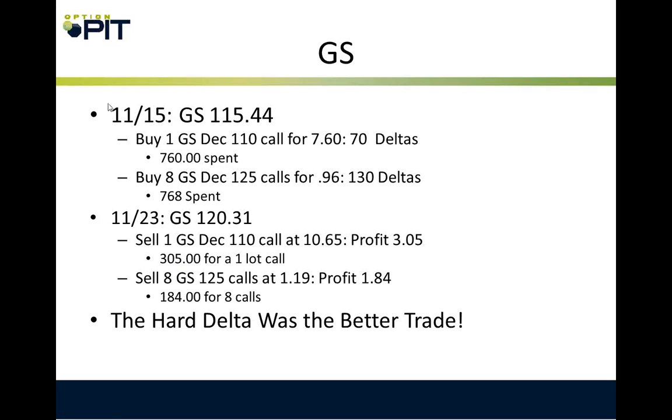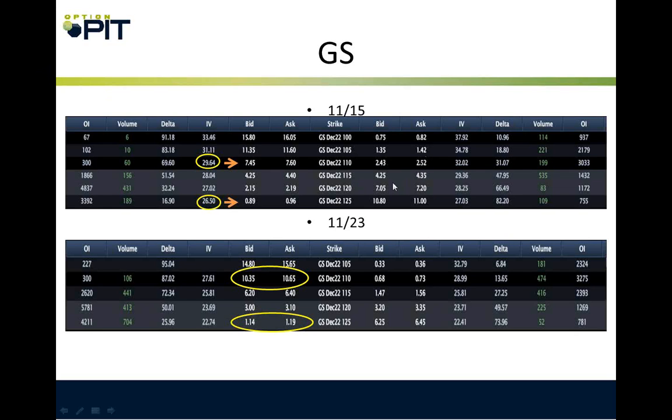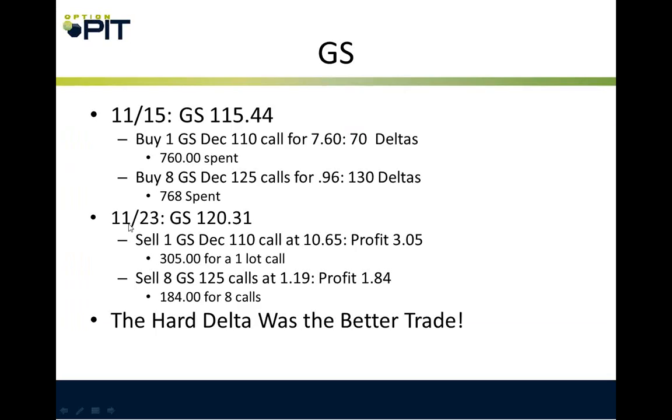Now, maybe you say to yourself, Mark, the best play was to sell the 115 put. And you know what? You're right. Probably is. Or like the 115-100 put spread or something along those lines, for kind of similar margin. But I wanted to keep it simple. So in this case, the hard delta was the better trade.